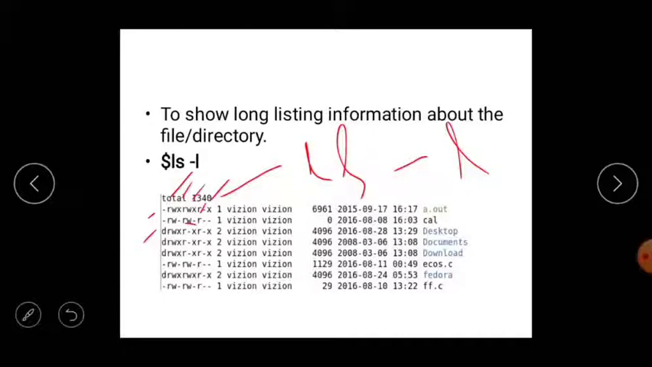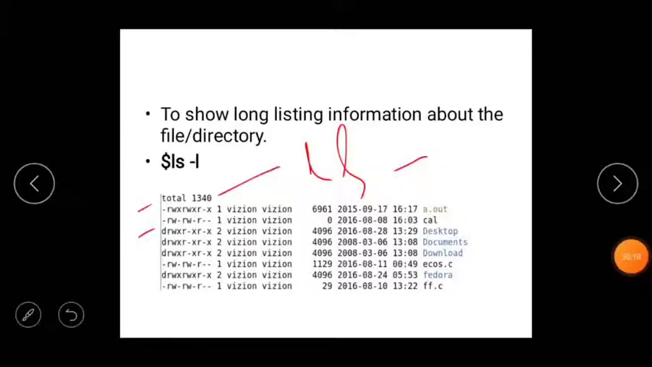Okay, this is the first part. It is going to show how many files are there. L means long listing information about the file or directory. Total how many files or directories are there, it is going to show the total. 1340 is there. D means directory. Without D it is going to represent the file.